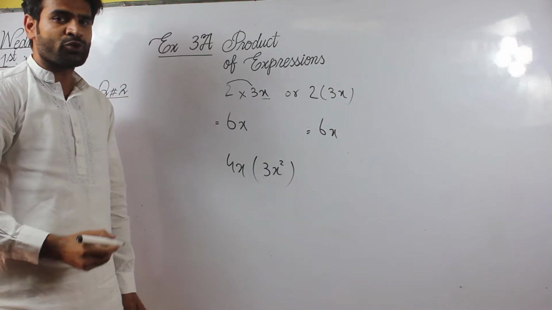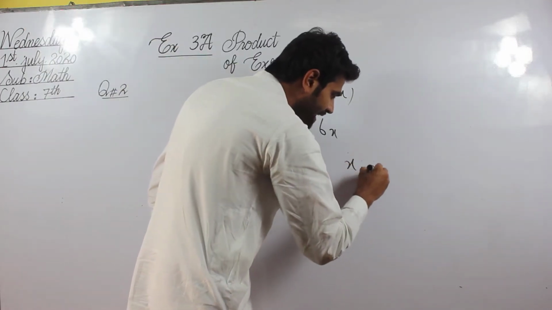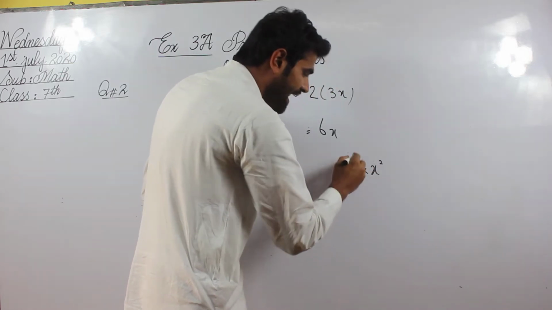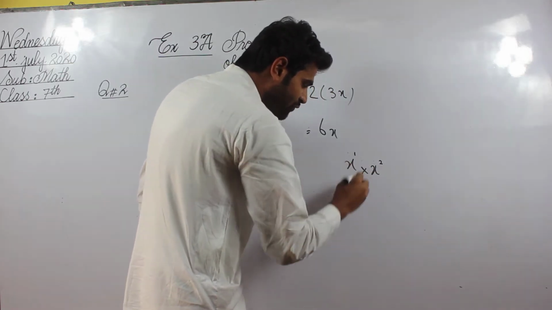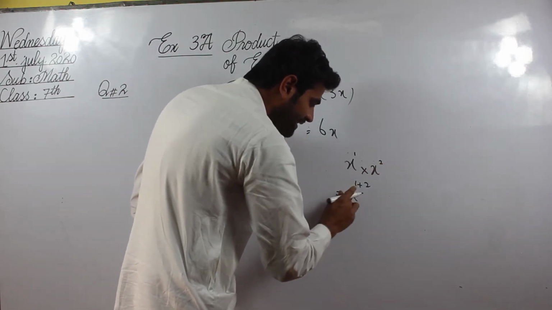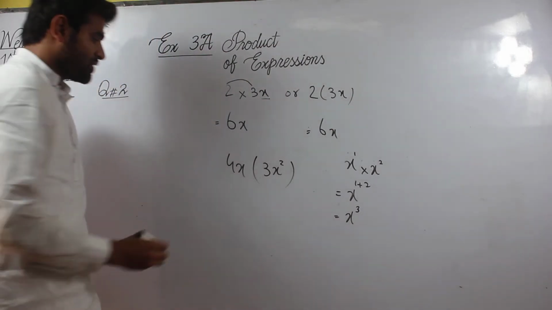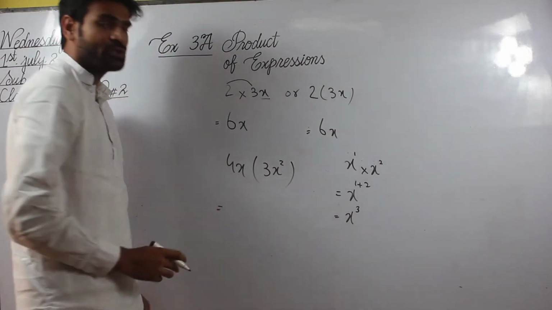When the same variables multiply, x multiplied with x squared, their powers will be added. X's power is 1, x squared's power is 2, then the powers add, and it becomes x cubed, x3.